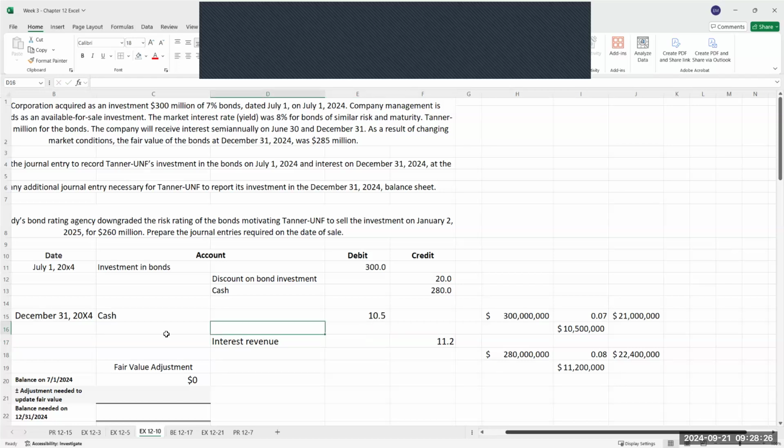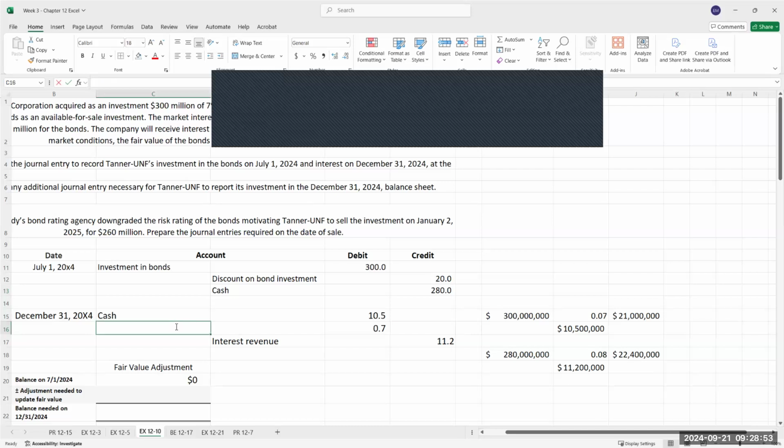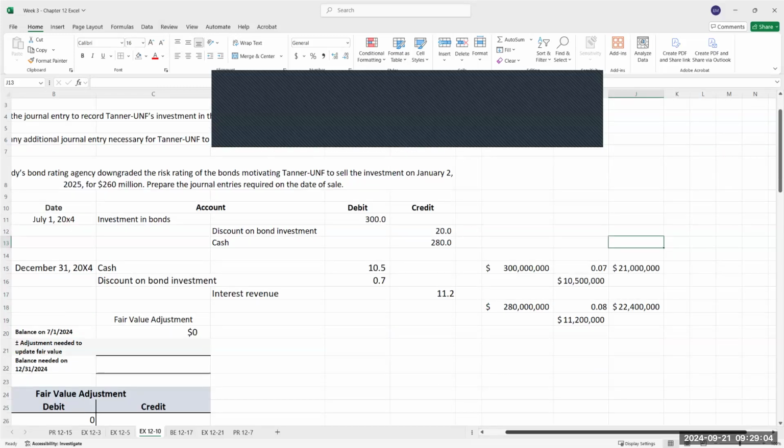And then the next step will essentially be accounting for the difference. So the difference of 11.2, which is based on the carrying value of the bonds and the market rate, divided by 2 because we're receiving payments twice a year, minus the interest that the corporation promised to pay us, gives us a difference of 0.7. So we would debit our discount on bond investment. So this will be our journal entry. We completed requirements 1 and 2.